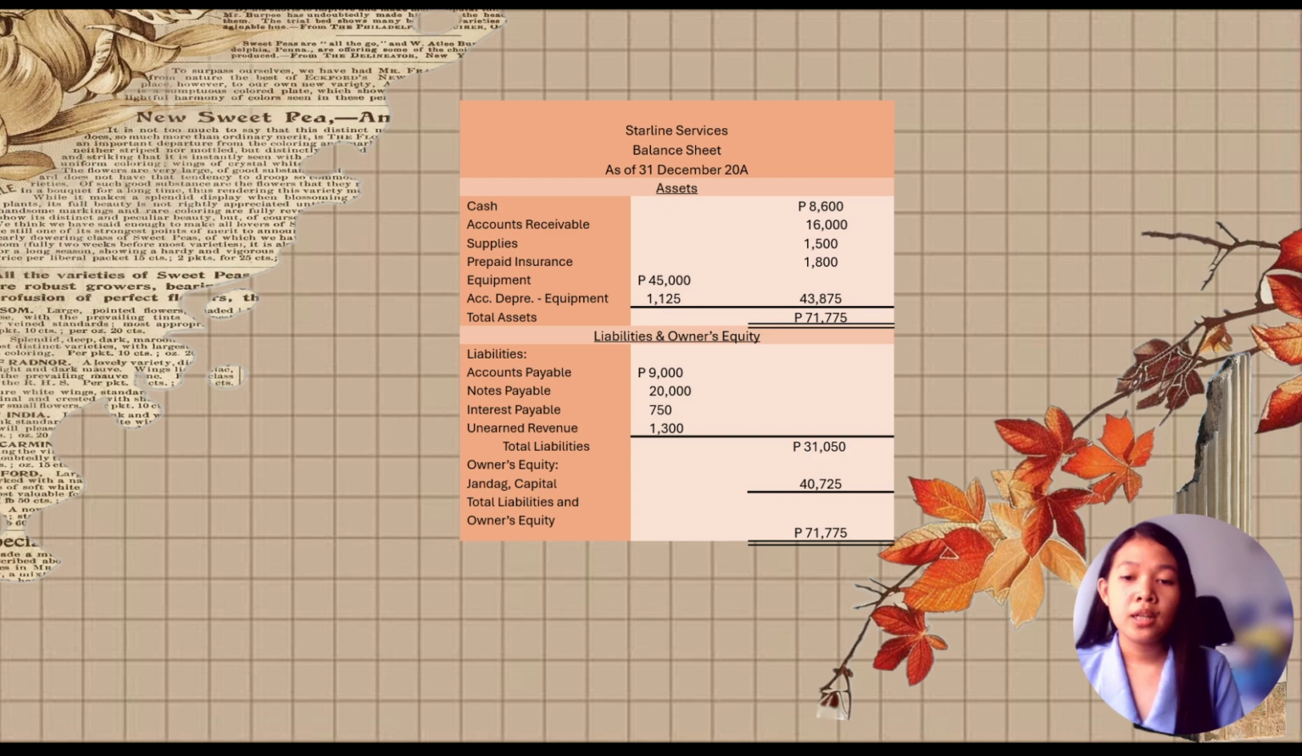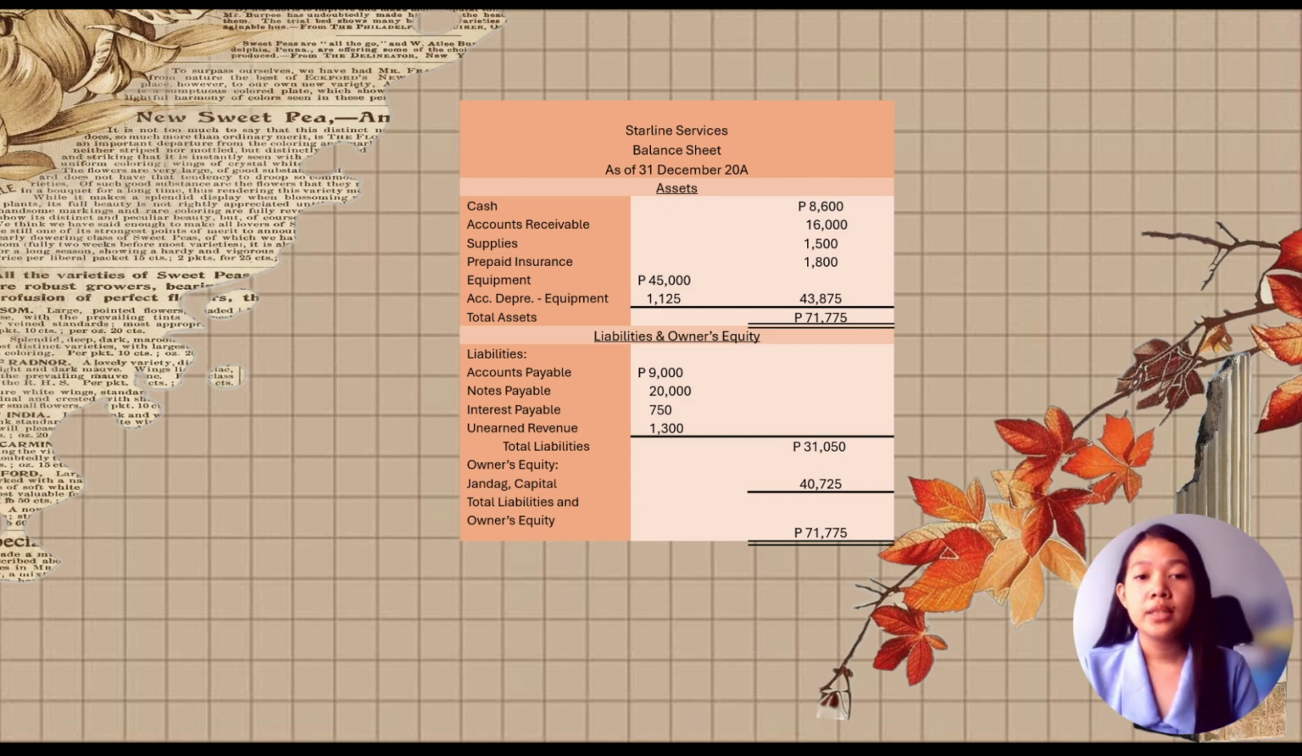So the next is the owner's equity. The capital we have is 40,725 pesos. Add the total liabilities of 31,050 pesos. So the total is 71,775. Since both the total assets and the total liabilities and owner's equity are equal, the statements are balanced. So the financial statements are correct and complete.